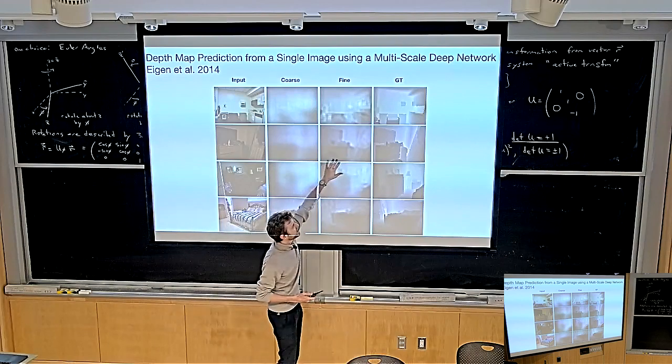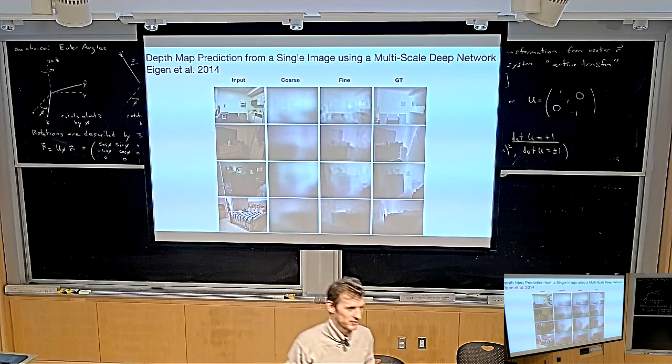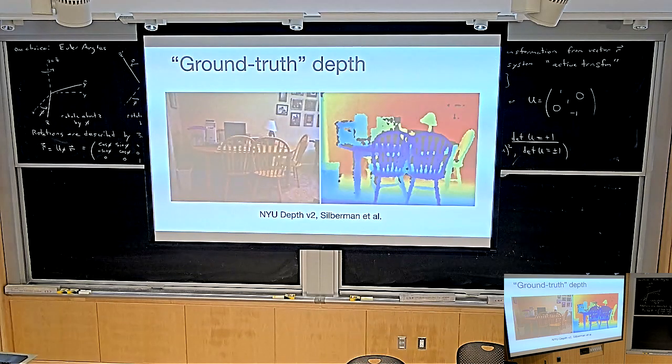But anyways, you can kind of see not really any fine detail, but it's not unreasonable. So here's the first neural network that goes from a monocular image in a purely data-driven way to depth estimates. Okay, so there's a few catches to this.